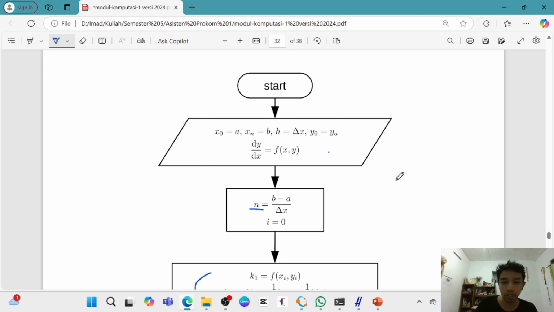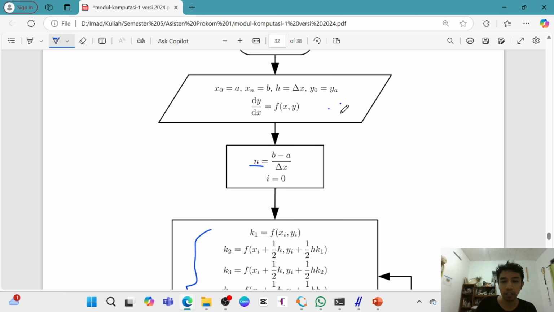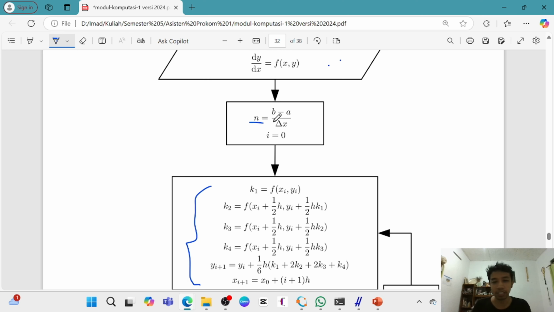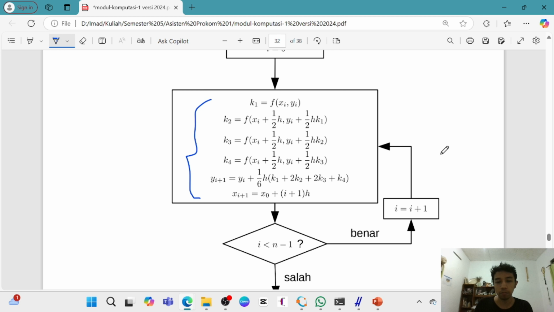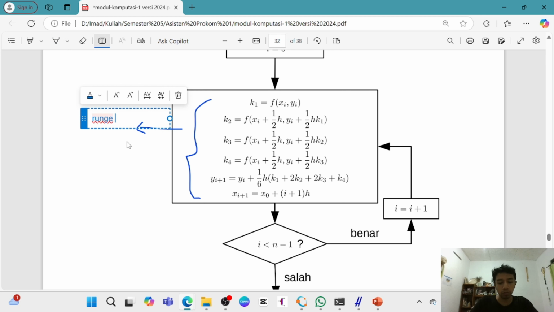Okay, now the Runge-Kutta. The Runge-Kutta is quite the same. This is defining the variables. Then this is also defining. Then this is determining the end. Then this is the loop. This is the Runge-Kutta equation. Just write it like this.